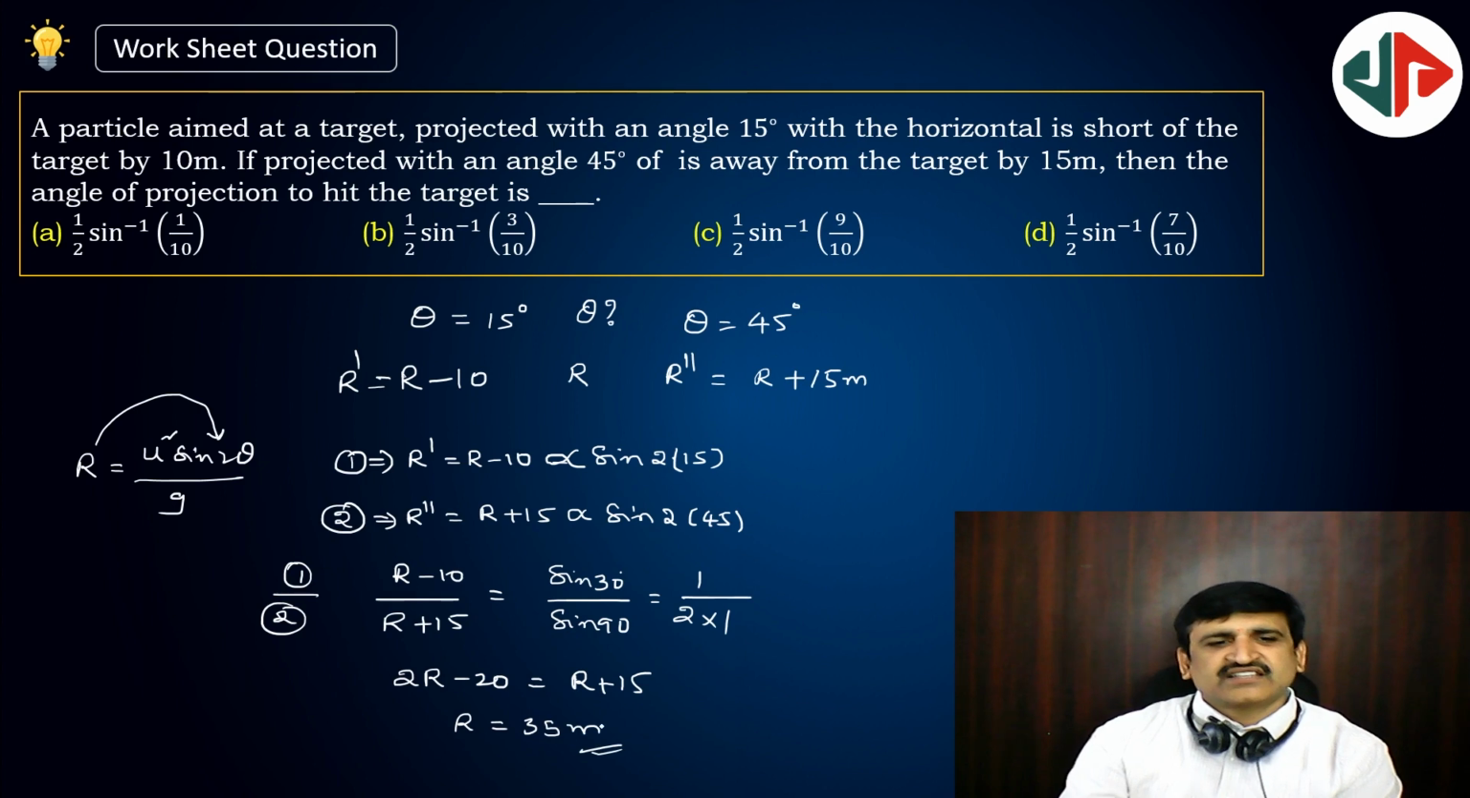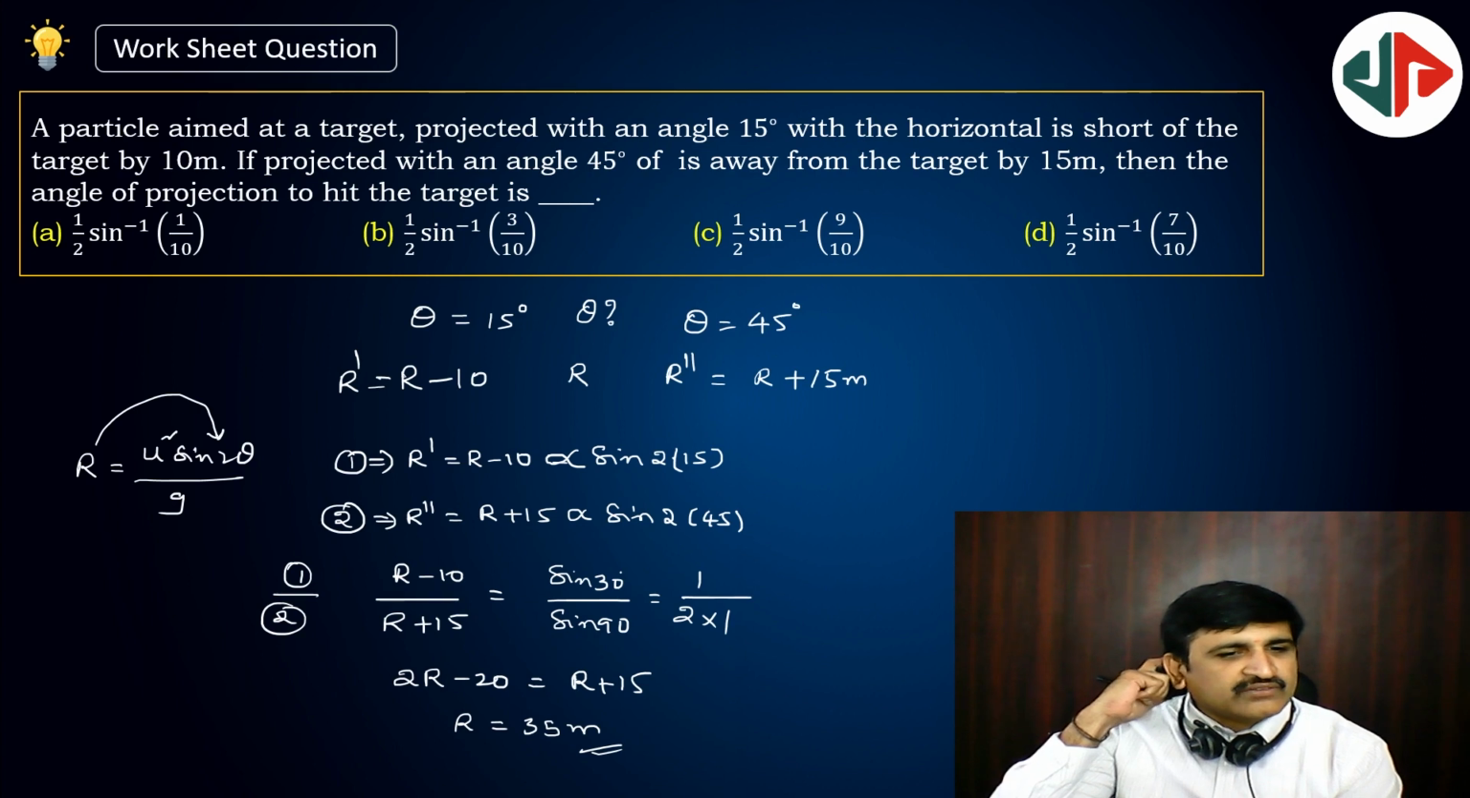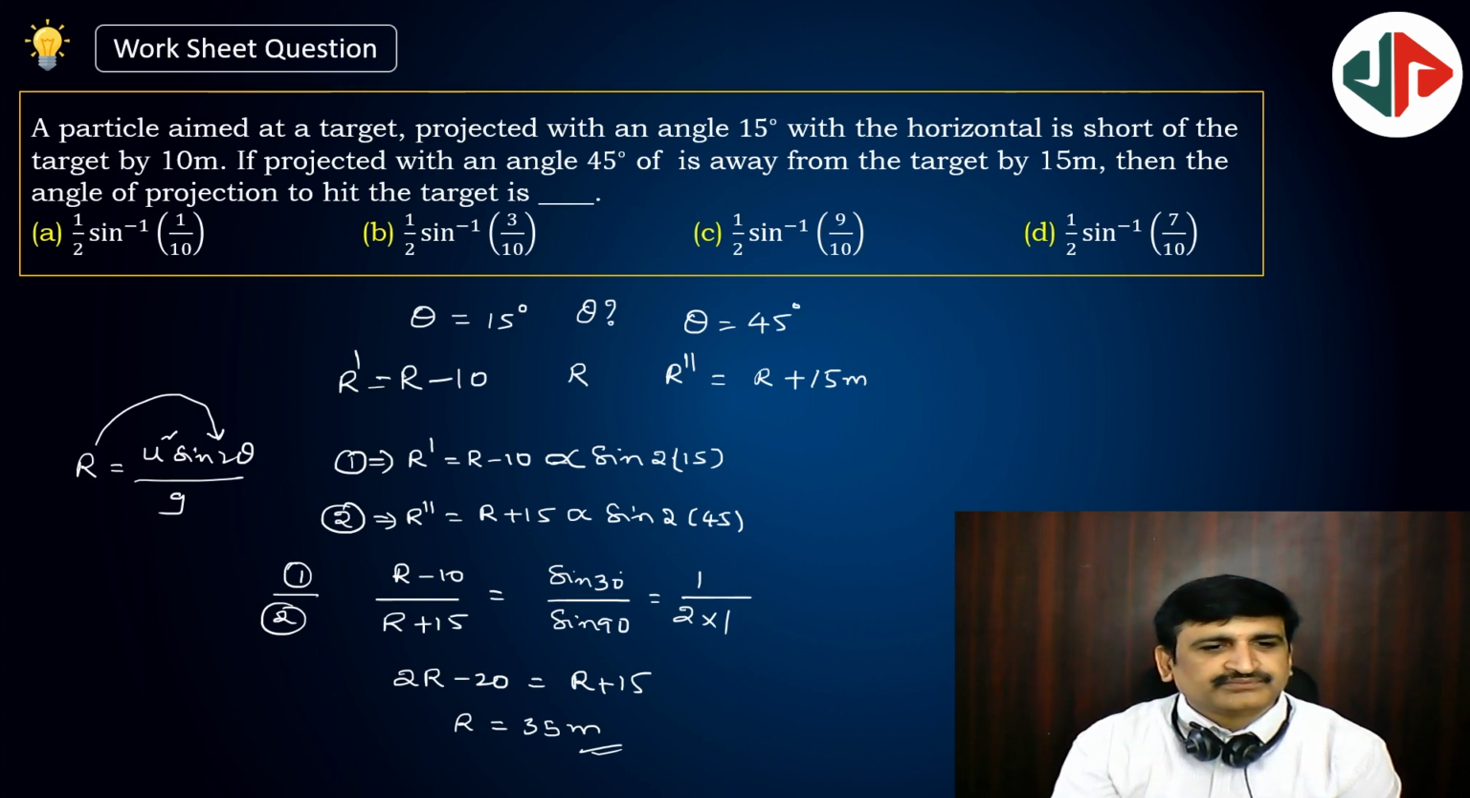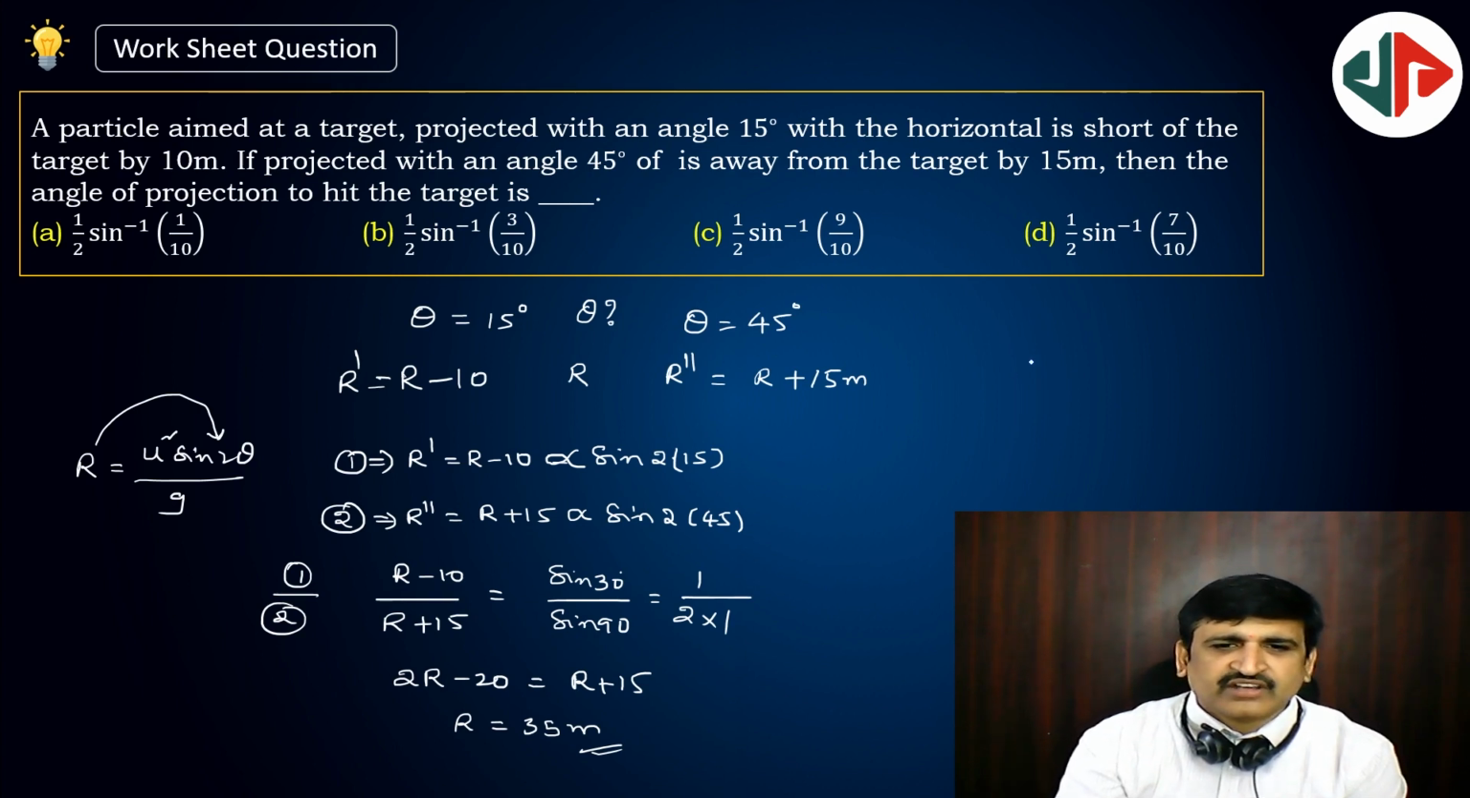What is he asking? Then the angle of projection. Okay, I got range. Which angle of projection? Okay, no problem. R is proportional to sine 2 theta. Let's write R. I got one more expression. Now I got the third equation. Third equation is 35 is proportional to sine 2 theta. Now one more, we will take third equation by, I think second equation will be better. Third equation by second equation.